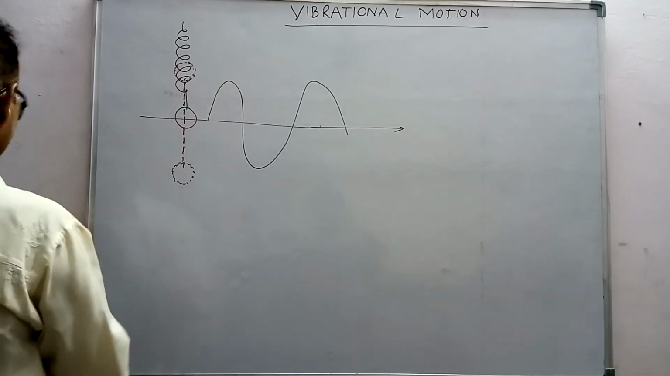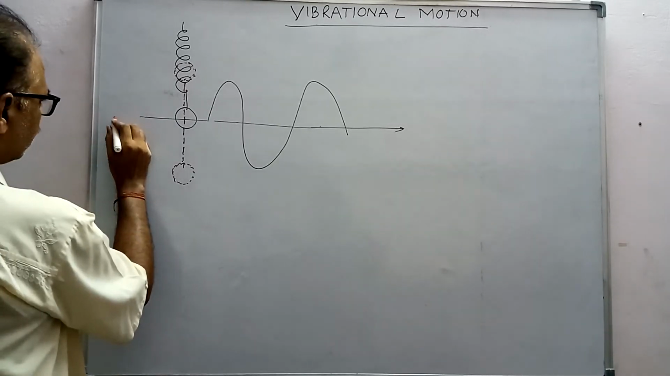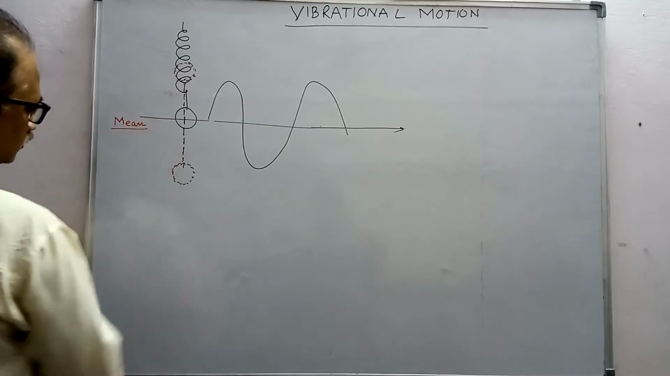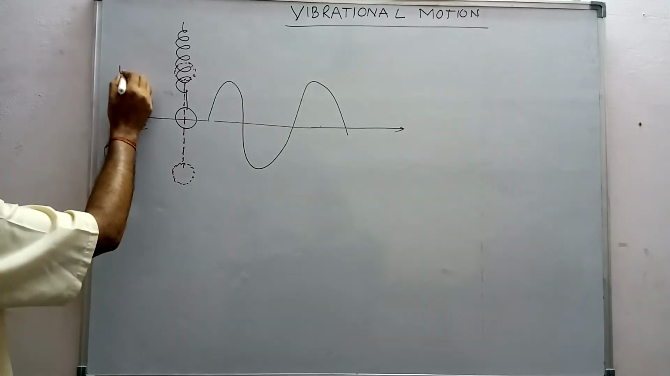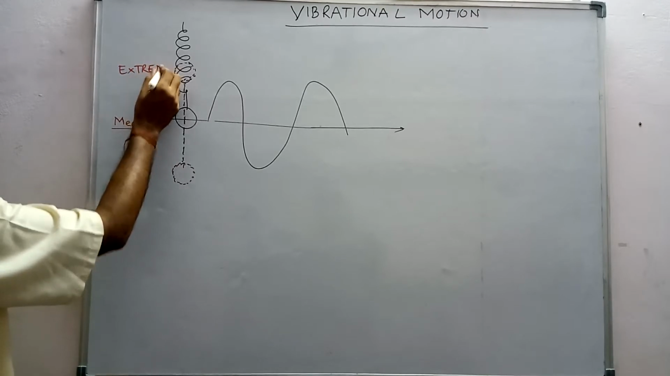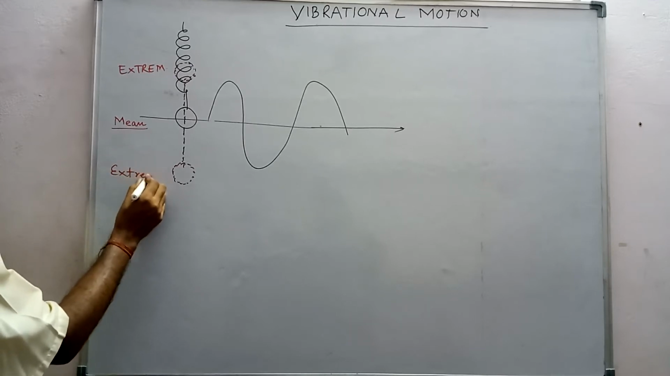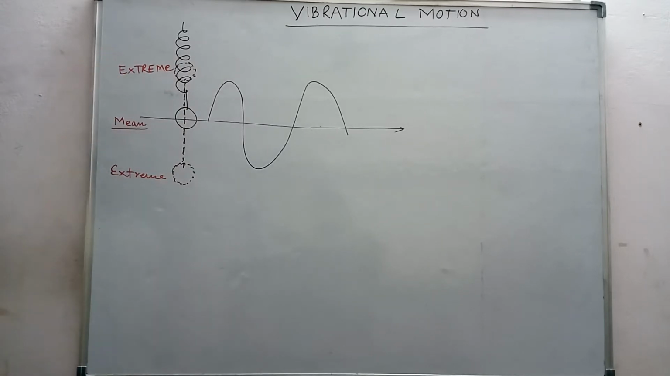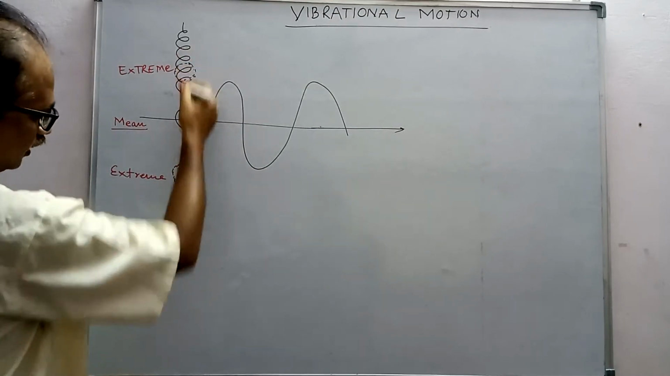This position is called the mean position. And these two positions are on the extreme sides, so they are called extreme positions. So this is also extreme. Okay, so these are mean and extreme positions. Now, here you see the ball is going above and coming down.